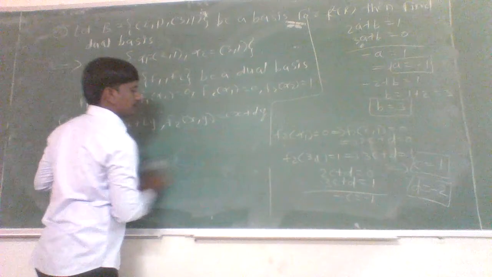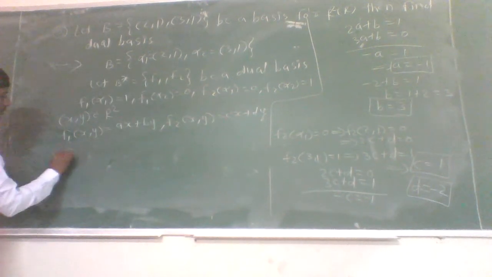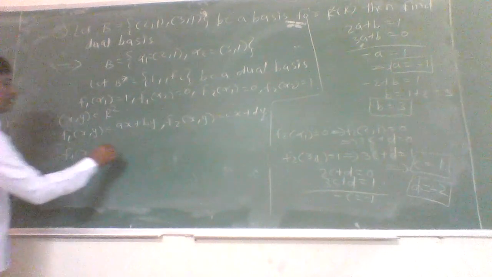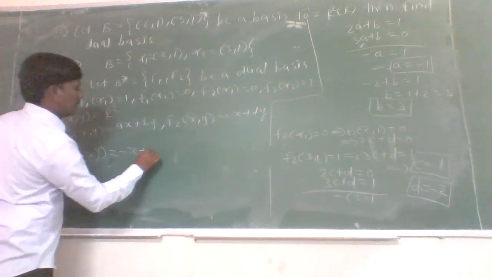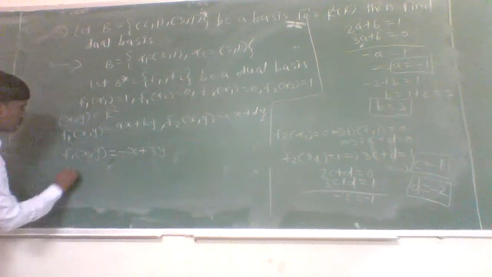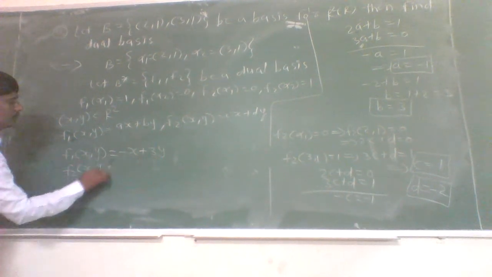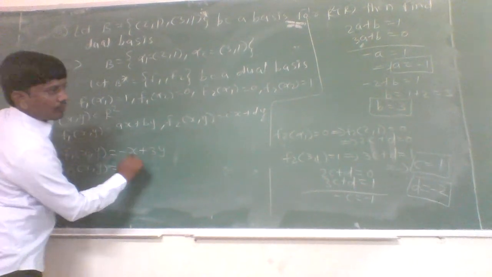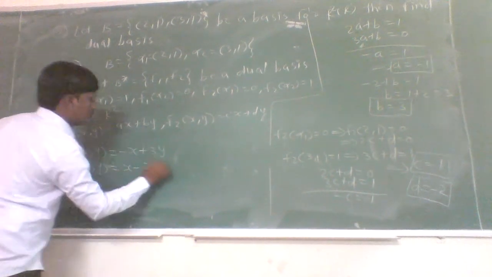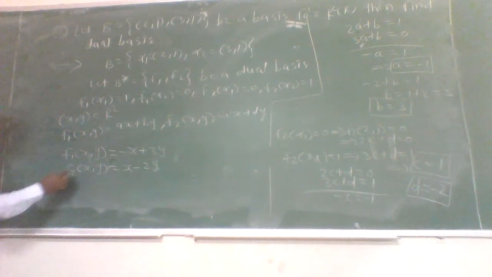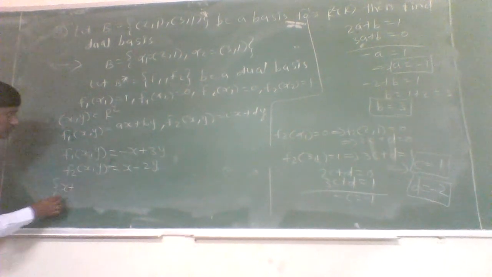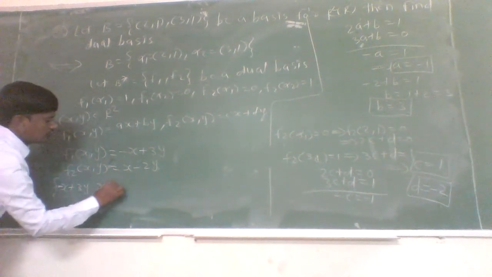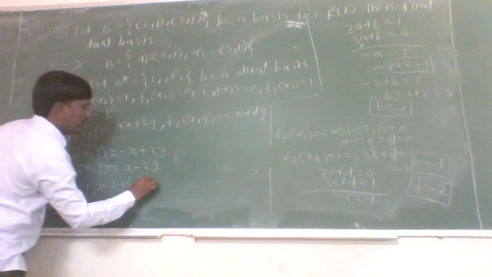We get f1 of (x, y) is equal to, a equal to minus 1, minus x plus b is 3y, and f2 of (x, y) is equal to c equal to 1 and d equal to minus 2. So we say (minus x plus 3y, x minus 2y) is a dual basis.